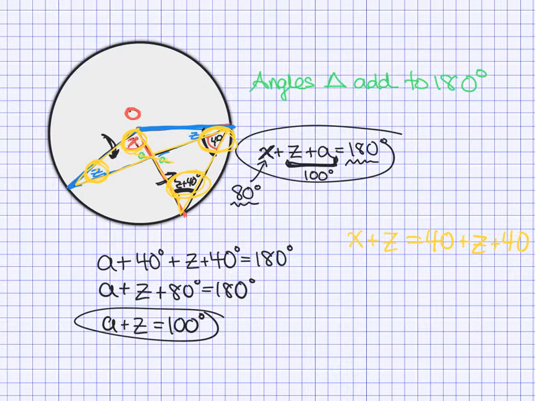So then if I try to isolate X in this formula, I would have X equals 40 plus Z plus 40 minus Z, if I'm subtracting Z from both sides. So then I have X is equal to, well, the Z minus Z, the Z's are going to cancel out, and 40 and 40 is 80. So it's another way to look at it, same kind of thing. But basically, it turns out that X is equal to 80.